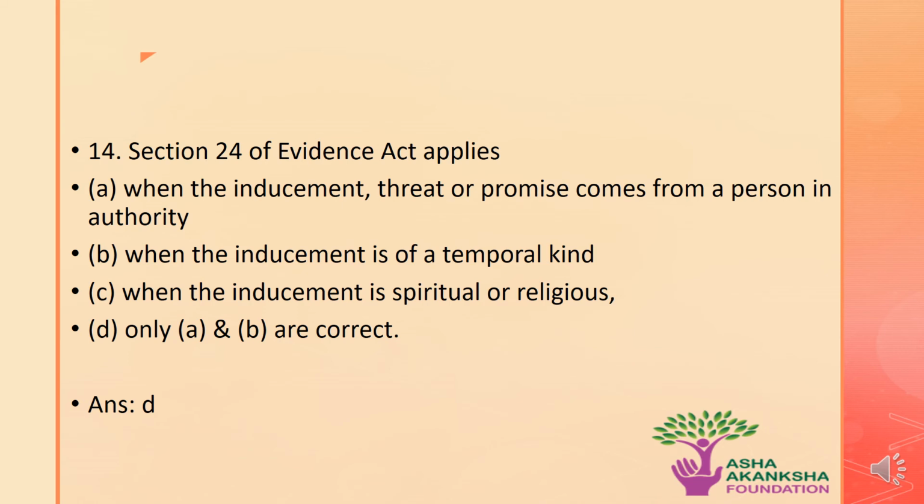Now moving on to the next question, section 24 of the Evidence Act applies to which of the following? A, when the inducement, threat or promise comes from a person in authority. B, when the inducement is of a temporal kind. C, when the inducement is spiritual or religious. Or D, only A and B are correct. The correct answer to this question is option D, that is only A and B are correct. That means section 24 of the Evidence Act applies when the inducement, threat or promise comes from a person in authority and when the inducement is of a temporal kind.